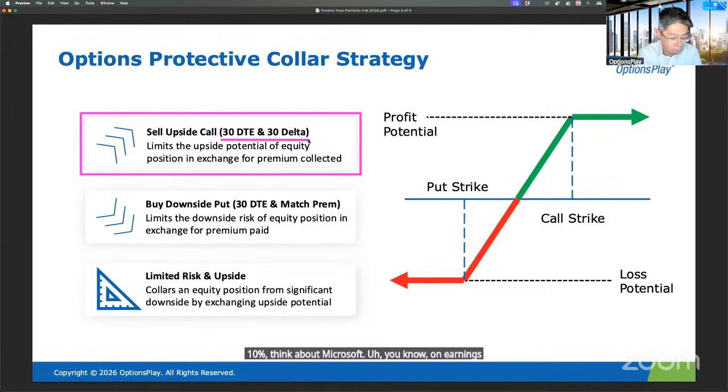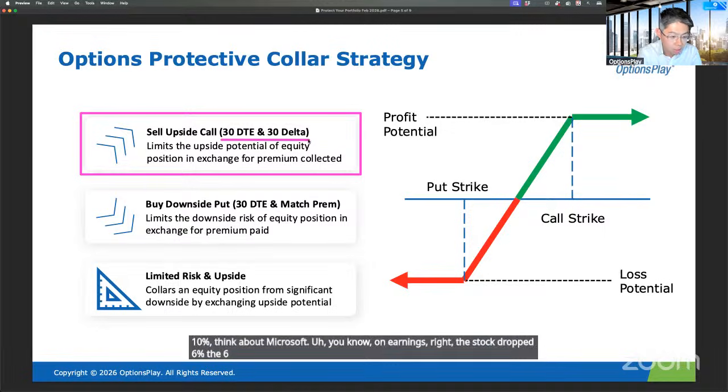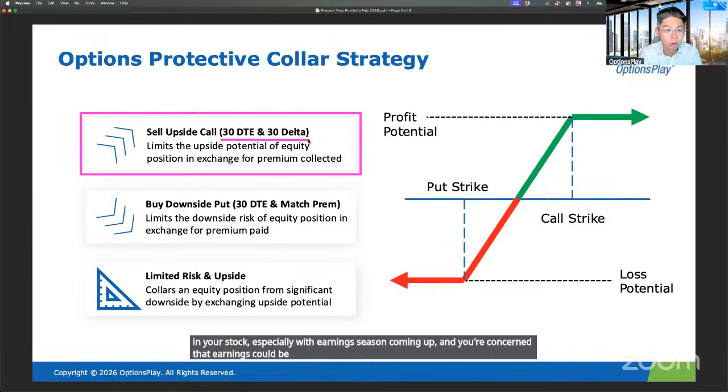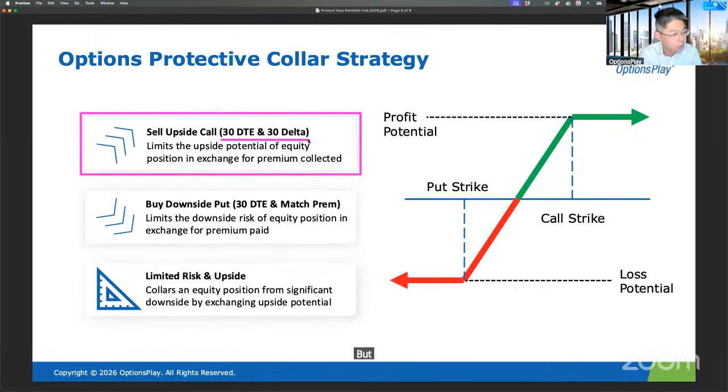The stock dropped 6% the first day, 5% the second day, and just continued moving lower from there. This is the type of position that you would use if you were concerned about that kind of downturn in your stock, especially with earnings season coming up, and you're concerned that earnings could be a catalyst that drives the stock lower in the short run, but you believe in the stock in the long run.